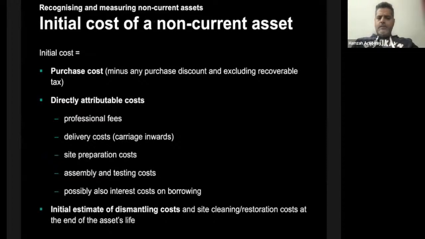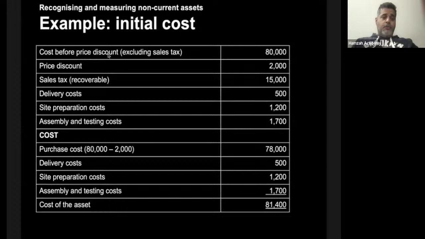And the directly attributable costs: the professional fee, delivery charges, site preparation, all done. The purchase price excluding the sales tax is 80,000. Price discount is 2,000. Sales tax recoverable is 15,000. Delivery cost 500. Site preparation 1,200. Assembly and testing is 1,700. So if we calculate the cost, it is the purchase cost minus the price discount of 2,000. Sales tax is recoverable, so we ignore it. The delivery cost is added, and similarly the site preparation and assembly are added as well. Then we get the cost of the asset.